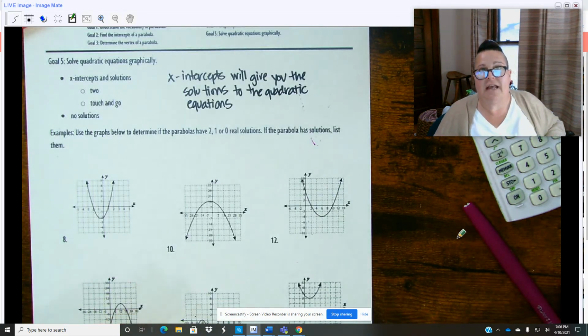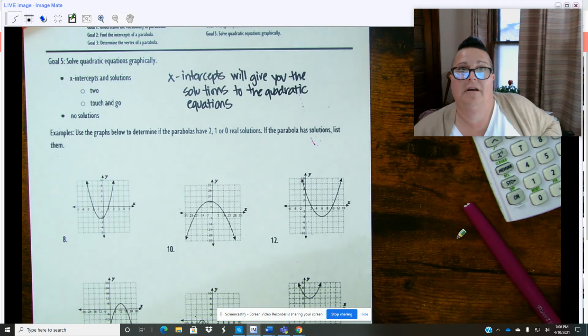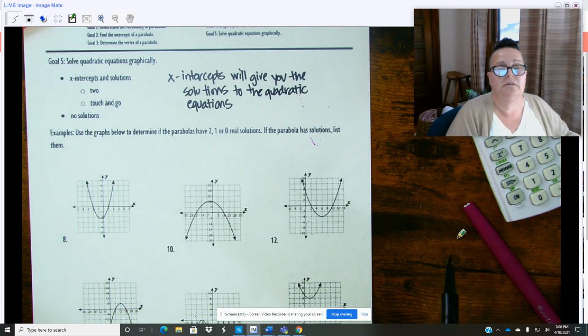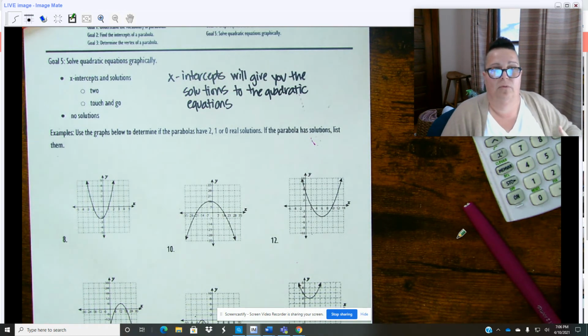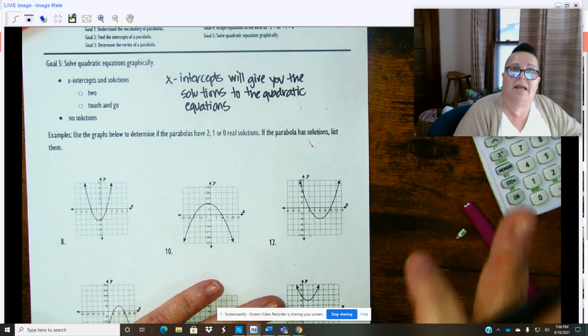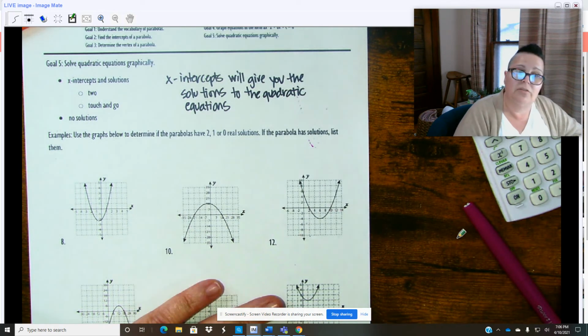The x-intercepts are the roots of the equation, and those roots are your solutions. So when you're looking at the graph of the parabola, you basically have three options. You could have two solutions, which is what we look for when we have a degree 2 polynomial. You could also have a single solution.